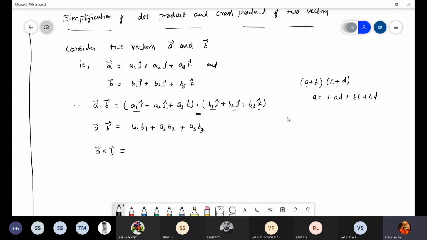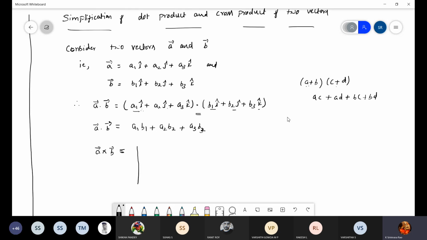How to calculate? This is actually complicated because i cross i gives 0. Is it right? Cross product. i cross i gives 0, but i cross j is not 0. It is k. Similarly, i cross k is also not 0. It will give another vector, say minus j or plus j, whatever. So this usual multiplication is not the way. So then we have another method, we call it the determinant procedure, that is for A cross B. We will calculate like this.